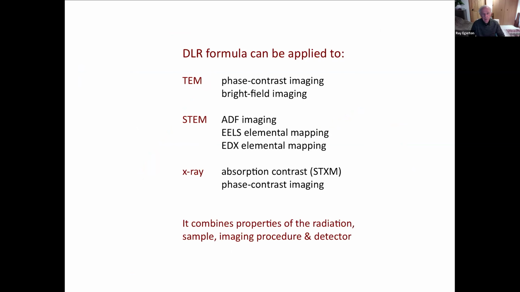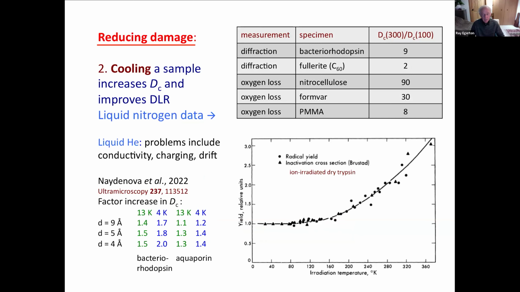Now, this dose-limited resolution, you can also apply it to dark field imaging. You can apply it to elemental mapping by EELS or EDX, and you can apply the same principle, the same definition to X-ray imaging, either absorption contrast or phase contrast X-ray imaging. So this single parameter combines the properties of the radiation, the sample, the imaging procedure, and the performance of our detection system. So that's what I want to say about improving the efficiency of the signal collection, the image acquisition.